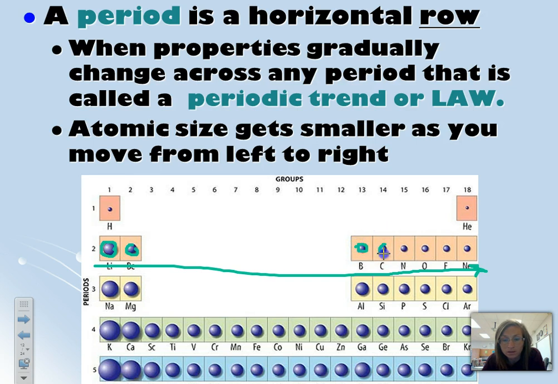We're not necessarily talking about the mass, okay? That's a little different, and we'll talk more about that later. But that's just one example of a trend or law in the periodic table.